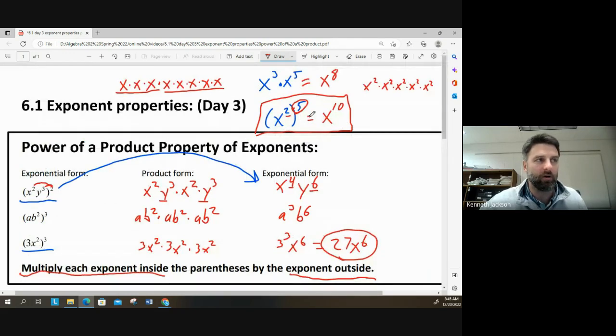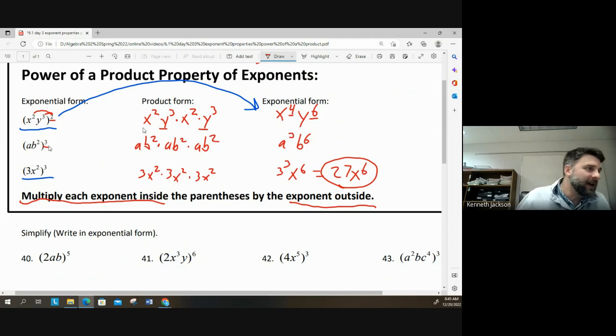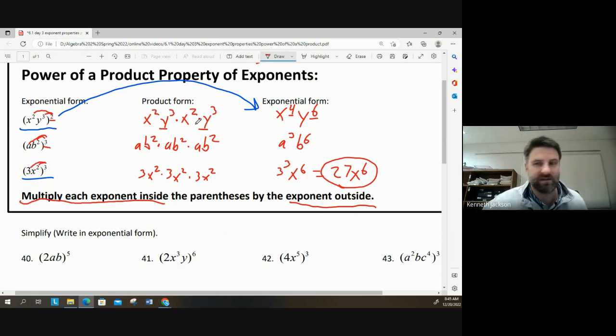Only we had to do it just one time because I have a power raised to a power. Well, now I have a power raised to a bunch of powers. So I take this exponent on the outside, this 2, and I multiply each of the exponents on the inside. I take this 3 on the outside and I multiply it by each of the exponents on the inside. So I'm multiplying my exponents here, which is exactly like the second property we picked up.